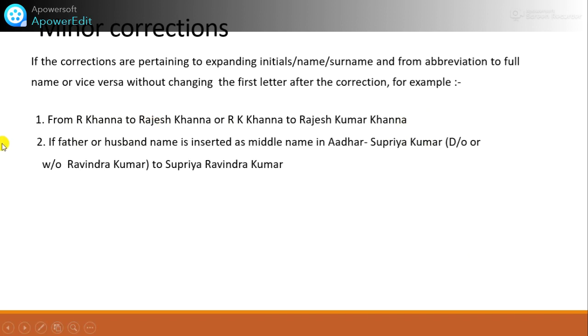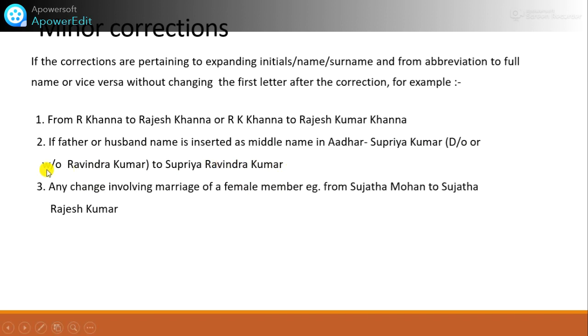Let us look at the second instance. This is where the father or the husband name is inserted as middle name in the Aadhaar, like Supriya Kumar, daughter of or wife of Ravindra Kumar, where you want to change it to Supriya Ravindra Kumar. This also is possible through online, which is called a minor correction.